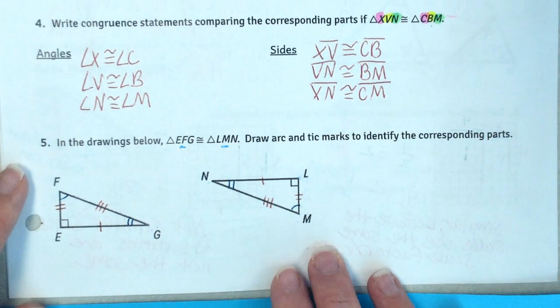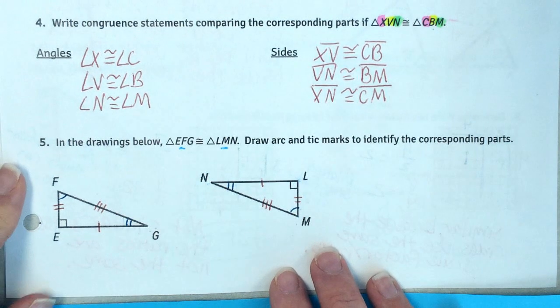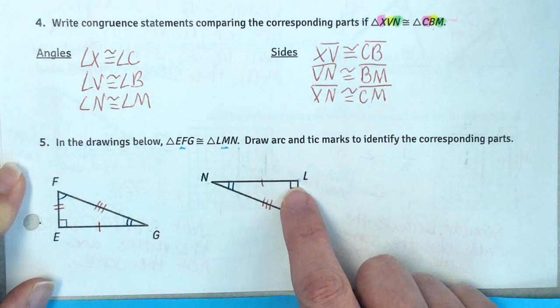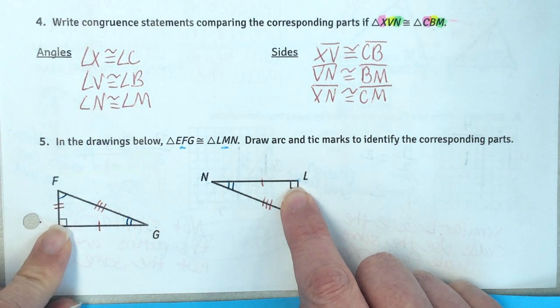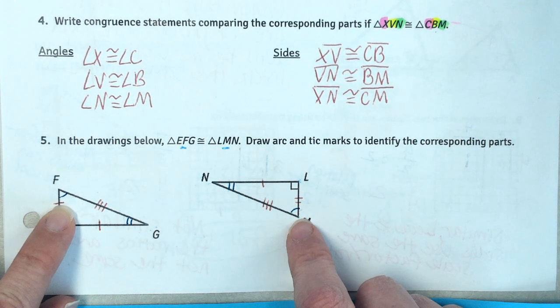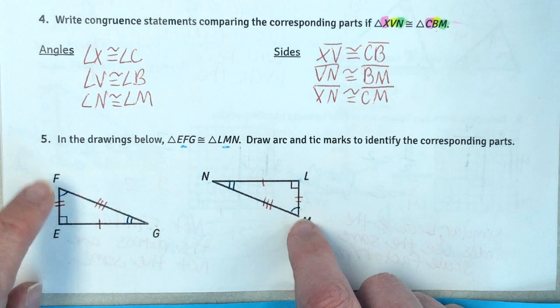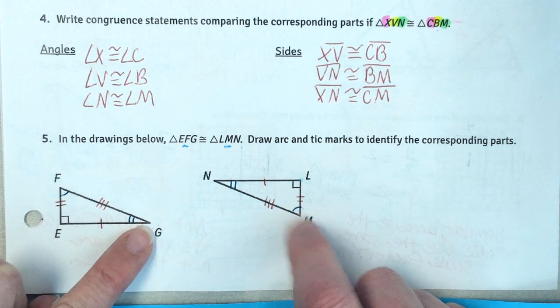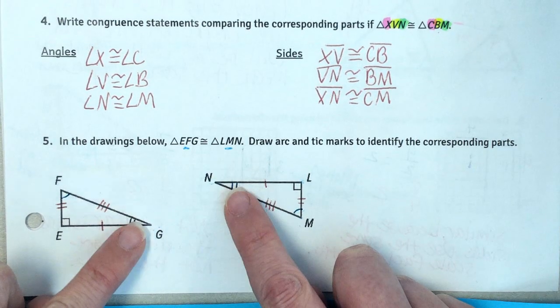On the bottom one, you are just drawing in the arcs and the ticks. My arcs are in the angles here. L and E were already done for you. Okay? When I did F and M, you could have one arc there, you could have two arcs there. It really doesn't matter as long as they're marked the exact same way for F and M. Okay? G and N have to be marked the exact same way.